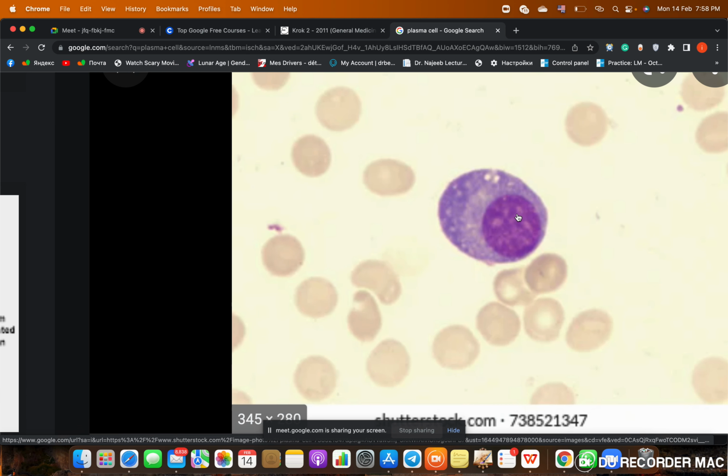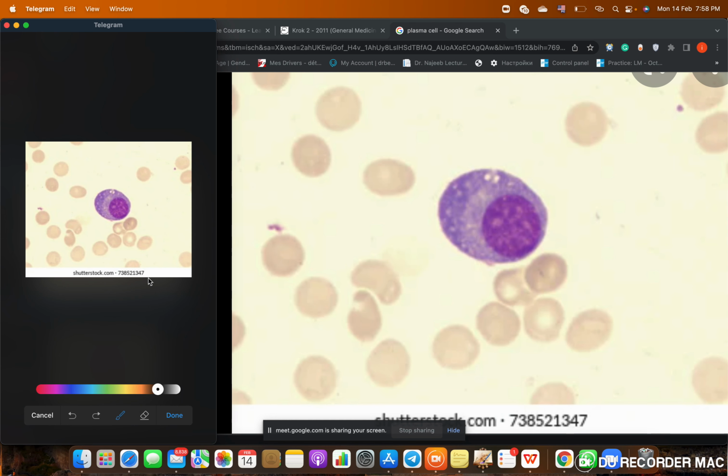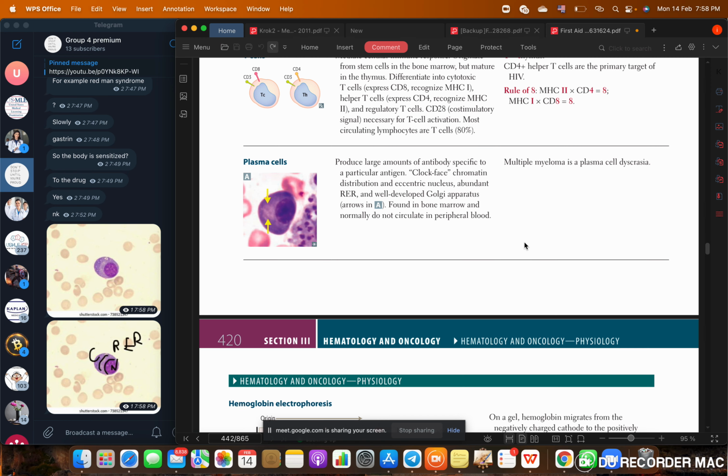As you can see, this is a nucleus. This pale area around the nucleus is rough endoplasmic reticulum. This is the rough endoplasmic reticulum, this is the nucleus, this is the cytoplasm. Good. So they have an abundant rough endoplasmic reticulum as well as a well-developed Golgi apparatus. They are found in the bone marrow and normally do not circulate in the peripheral blood.